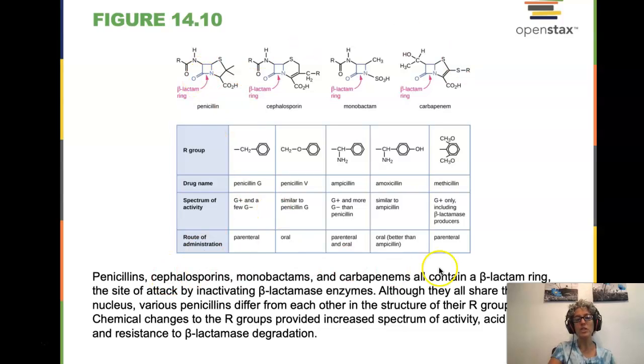And the route of transmission is listed for these. You won't have to memorize which way these drugs are taken. But parenteral means injected.